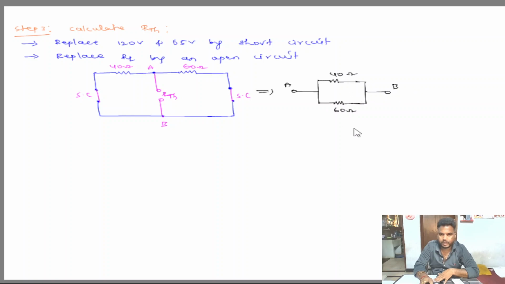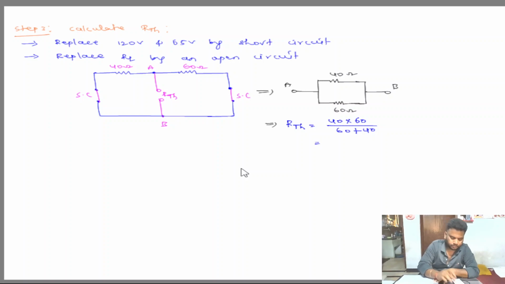Now these two are connected in parallel. Then RTH is equal to 40 into 60 by 40 plus 60, that is equal to 24 ohms. RTH is equal to 24 ohms. Okay.